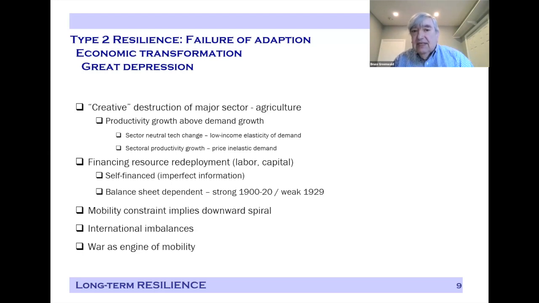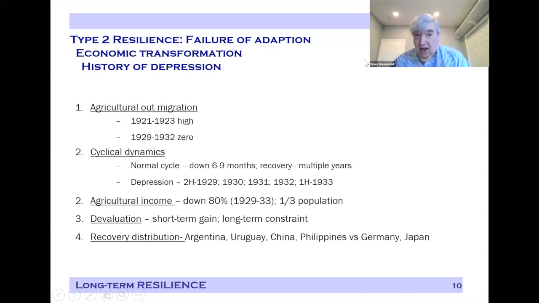So I think that this is a consistent story of what seems to have happened. Just to summarize the detail, what you see in the data is in the 21 and 23 agricultural price decline, which are very sharp. You have high outmigration from the farms. From 29 to 32, the net outmigration from the farm sector is zero. So the extent laborers are moving like the Okies, they're moving farm to farm. They don't have the resources to go into the cities and be retrained.